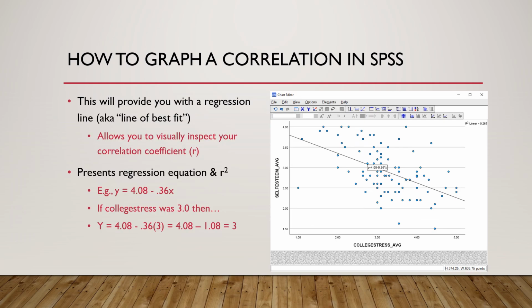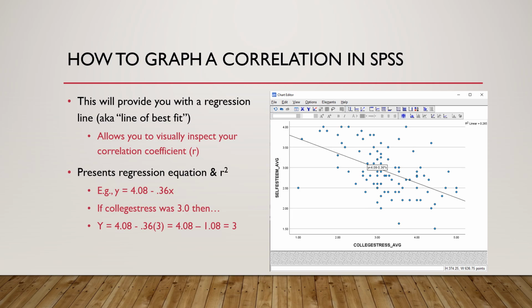This will cause a regression line to suddenly appear in your data. Isn't that cool? You don't have to do any math. It's just there. So this is that line of best fit that goes through your image. And once you close down the chart editor, it'll reappear in your output. This line comes with the equation as well as the R squared, which is up in the top right-hand corner. In this example, with college stress used to maybe predict self-esteem with that regression, you have that self-esteem, the Y variable, equals 4.08 minus 0.36 times X, which is college stress.